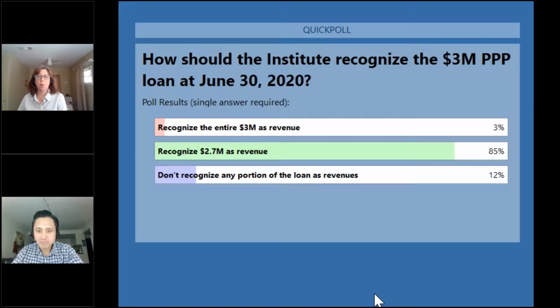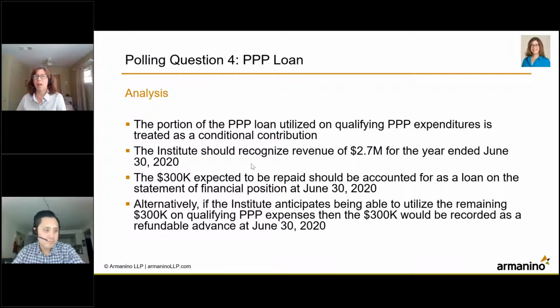So the largest group of people, 85%, said recognize 2.7 million as revenue. A small group said the entire 3 million should be recognized, and 12% said don't recognize any. So let's move forward and look at the analysis. We do think that this is a conditional contribution, and it sounds like everyone has that understanding.